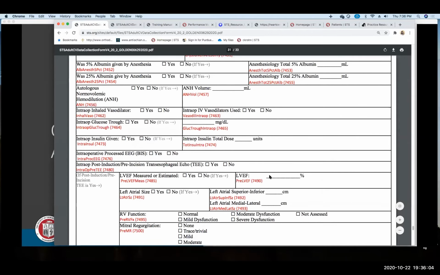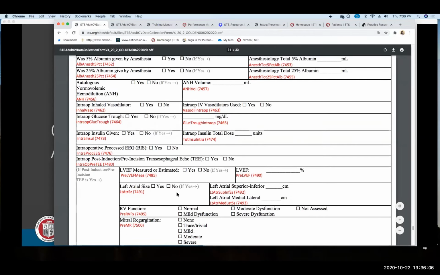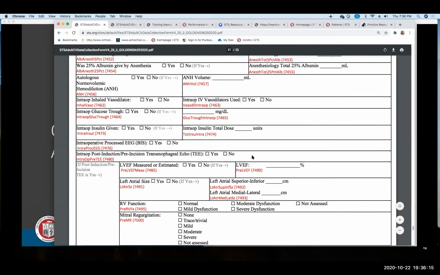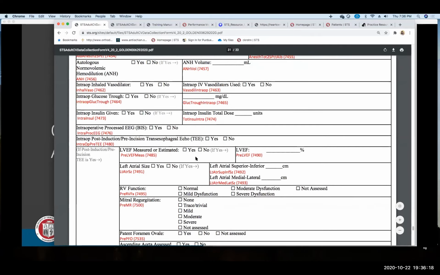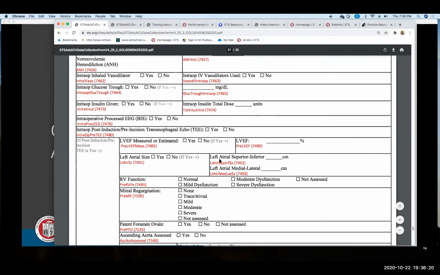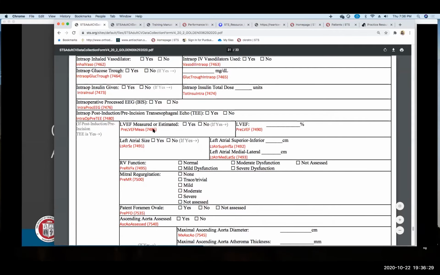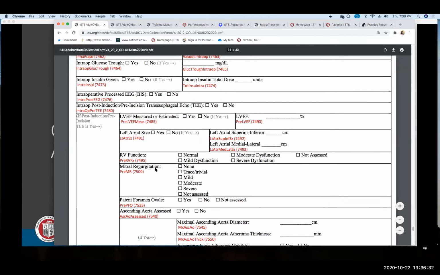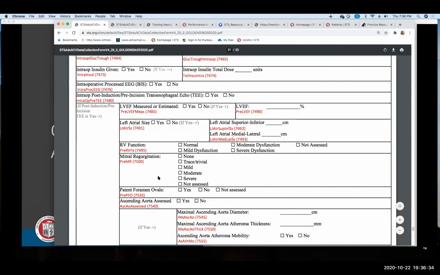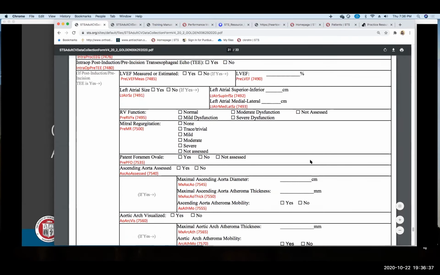We usually do not allow sites to capture post-induction measurements in the preoperative information, unless that's the only test that's available or it changed the procedural plan of care. So this is the post-induction pre-incision TEE information. And a few things I think that we added in there: the left atrial superior inferior size and the left atrial medial lateral size.